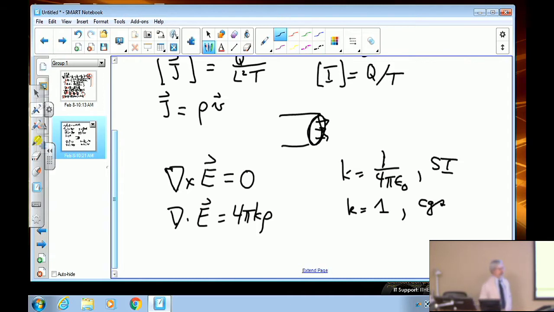Yes, sir. What does epsilon naught stand for? Epsilon naught is called the permittivity of free space, the permittivity of the vacuum. It comes from what happens in an insulating material. If I apply an electric field to it, it can polarize that material a little bit, and that will partially screen the electric field inside.